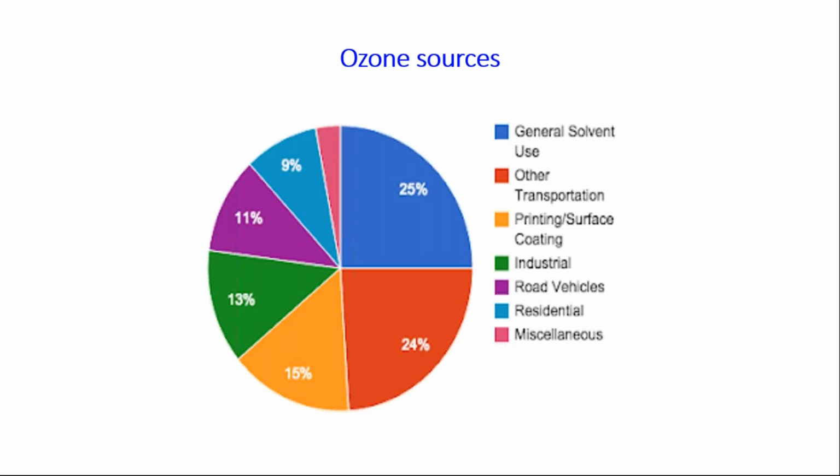Then in the industries 13%, road vehicles 11%, residential 9%, and miscellaneous other percent. So all these fields are using these ozone depleting substances, and that is why it is called as ozone sources. So we have to substitute, we have to reduce the use of these ozone depleting sources.